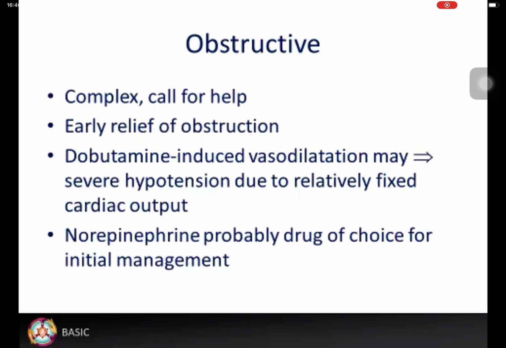Although the cardiac output is low, dobutamine is not the optimal agent in most cases because its vasodilatory effects may result in severe hypotension in the presence of a relatively fixed cardiac output. Norepinephrine is probably the best choice for initial management.